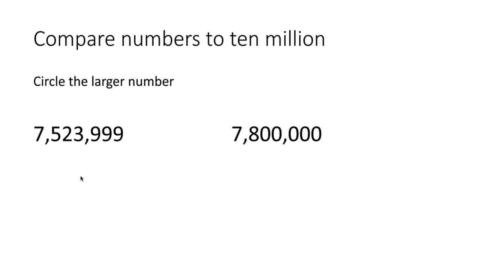Our first clue, they both have millions. So we can't say one is bigger than the other because they both have millions. They are also both 7 million. So we need to look again at the hundreds of thousands. This has 800,000, whereas this has 523,000. 8 is a larger number than 5, so I know there are more hundreds of thousands in this number. So I can circle this number to show that it is larger.